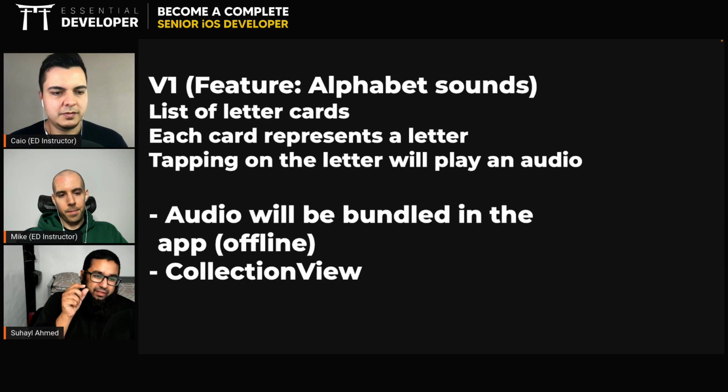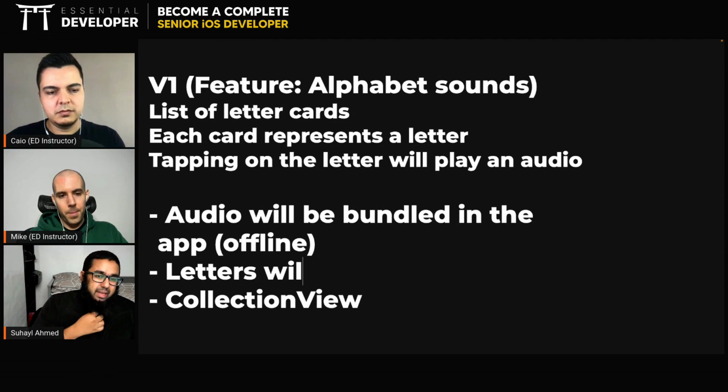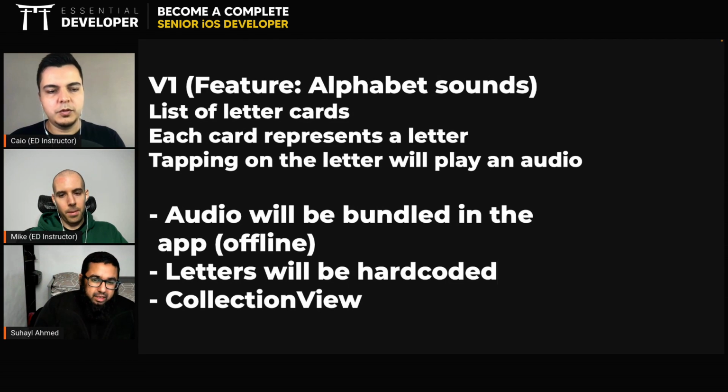I'm thinking of even just the letters themselves. Let's just call them ABC for now. Even that would be bundled within the app as well, most likely. I mean, hard-coded, right? It can be a list of letters. And they will be ordered or random. Like, is it better to be ordered?